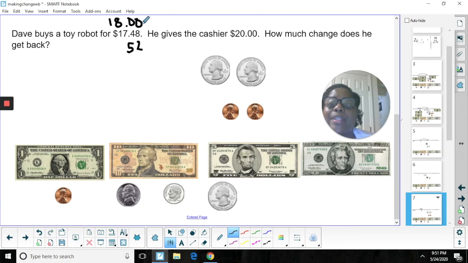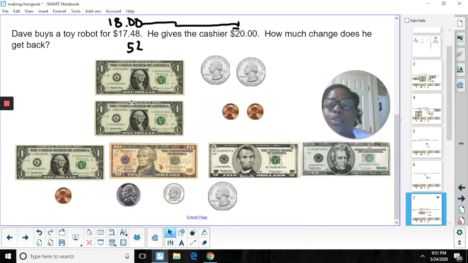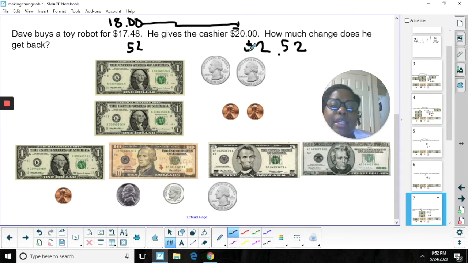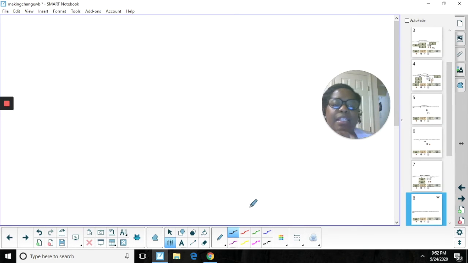Okay, but now we have to count from the 18 to $20. So let's do that. 19, 20. So what is our change going to be? $2.52. That's what our change is going to be. $2.52. Okay? All right. So now let's go to the next one.